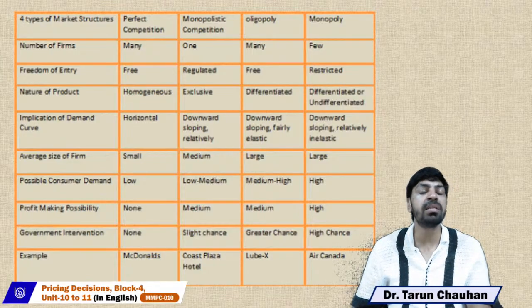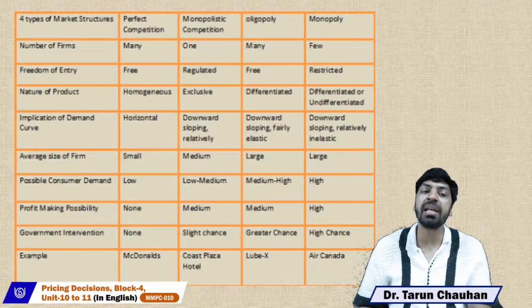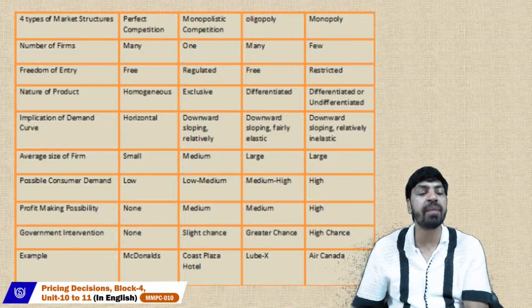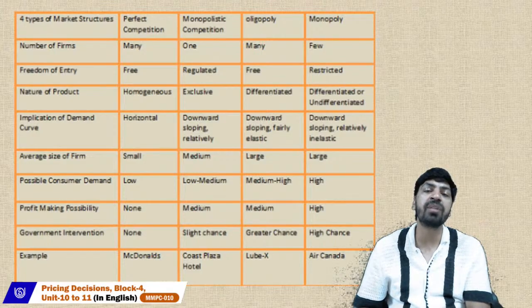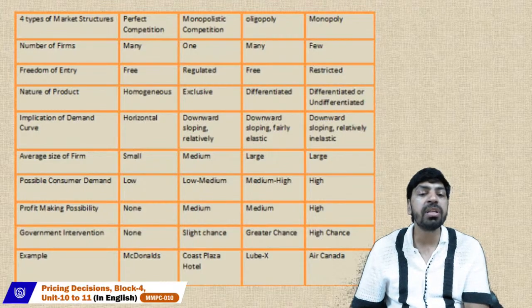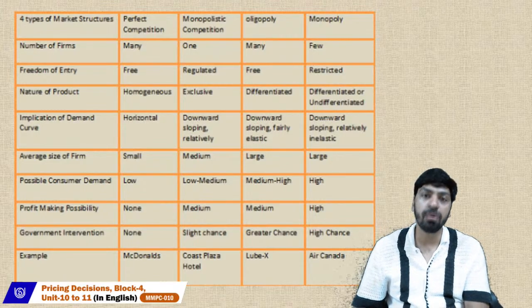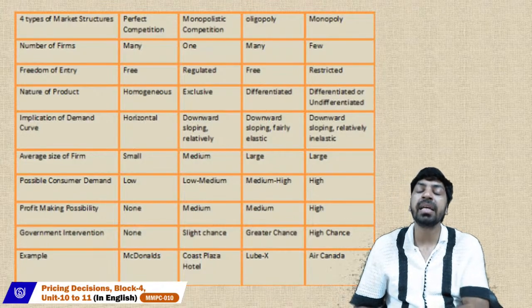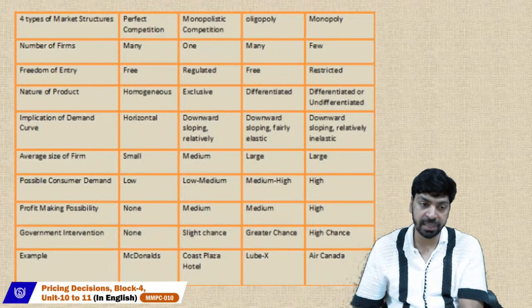Possible consumer demand is low, low to medium, medium to high, and high. Profit making possibility is none, medium, medium, and high. Government intervention is none, a slight chance, a greater chance in oligopoly, and a high chance in monopoly because there is a single firm. As an example, we can talk about McDonald's; for monopolistic competition, the Costa Plaza Hotel; for oligopoly, Lux; and for monopoly, we can talk about Air India, Indian Railways, etc.